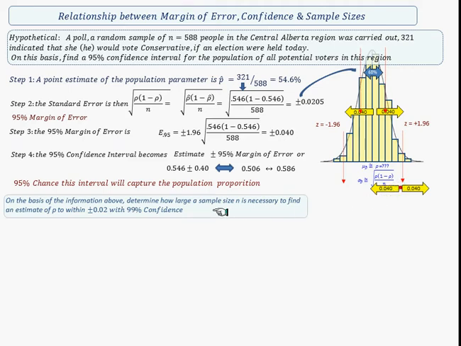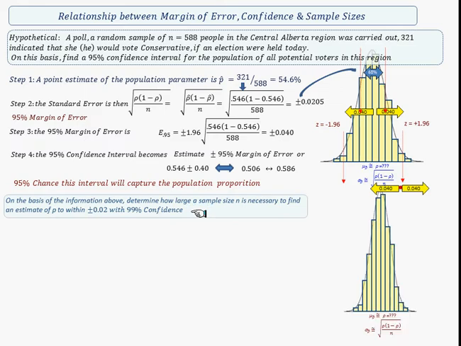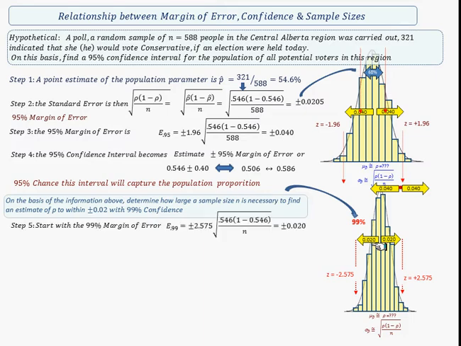Now we're saying, on the basis of what we have here, determine how large the sample size is required to find an estimate of p to within plus or minus 0.02. And look at the screen here. For 99%, the z-score is 2.575, and we're looking for that margin of error to drop from 0.04 to 0.02. In other words, cut in half almost.